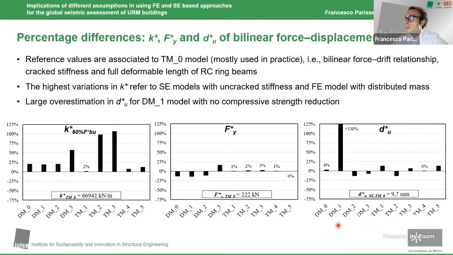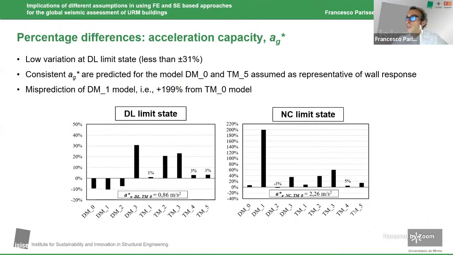And the highest difference in terms of displacement is for DM1, which has the compressive strength reduction deactivated. The differences in terms of displacement capacity for both limit states are quite reduced in the damage limitation state, while they are quite high, of course, for DM1 in terms of the near collapse limit state. We have some large differences also for TM2 and TM3, around 40 and 60%.